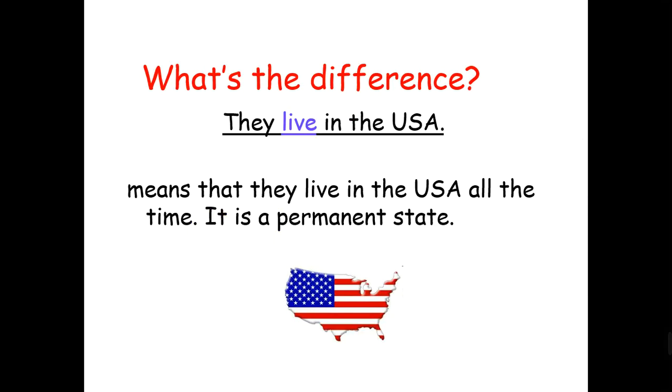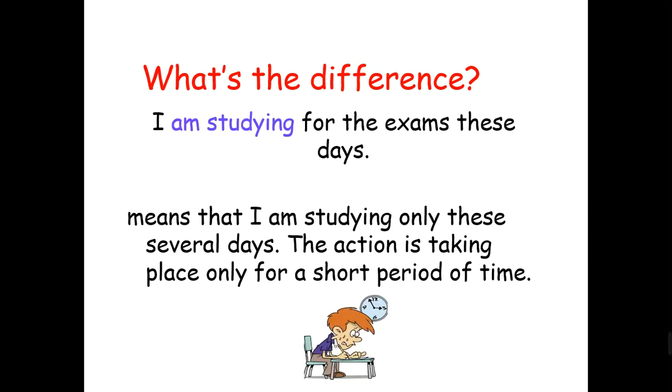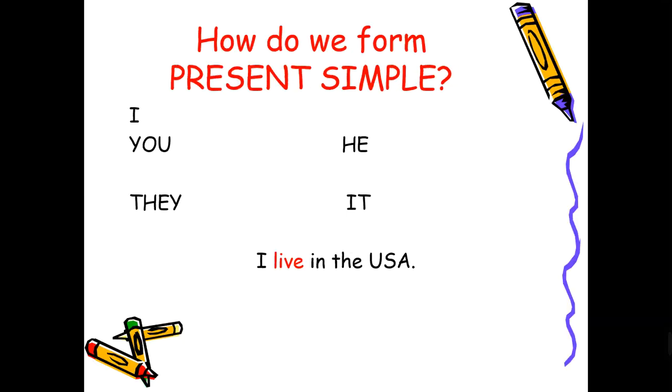What's the difference? They live in the USA means that they live in the USA all the time, and this is a permanent state. I am studying for the exams these days. This means that I'm studying only these several days. It's not permanent, and the action is taking place for a short period of time.